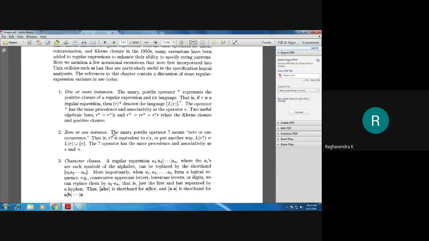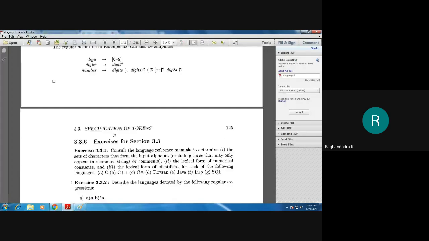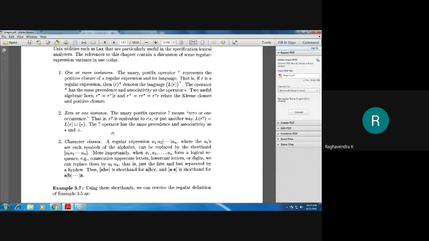There are a few more concepts related with this. And then we shall finally go into how regular expressions are actually programmed, or how programs are actually made out of regular expressions. We will do that in the next session.